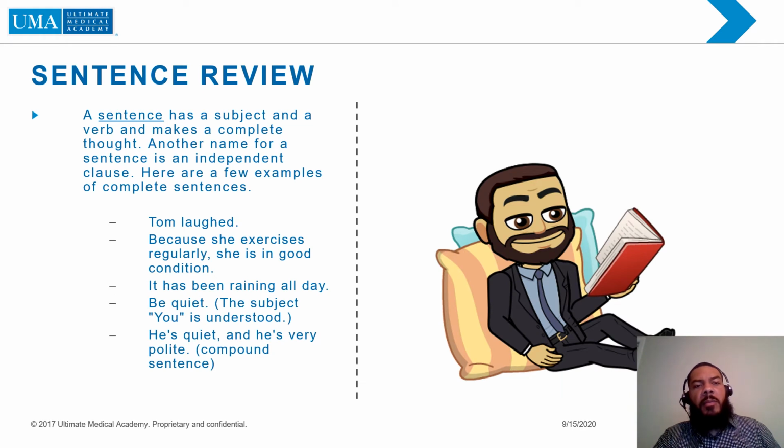All right. So first, we'll talk about sentence review. A sentence has a subject and a verb and makes a complete thought. Another name for a sentence is an independent clause. Here are a few examples of a complete sentence. Tom laughed. Because she exercises regularly, she is in good condition. It has been raining all day. Be quiet. The subject you is understood. He's quiet and he's very polite. Compound sentence. Okay, so just some examples and we'll continue.